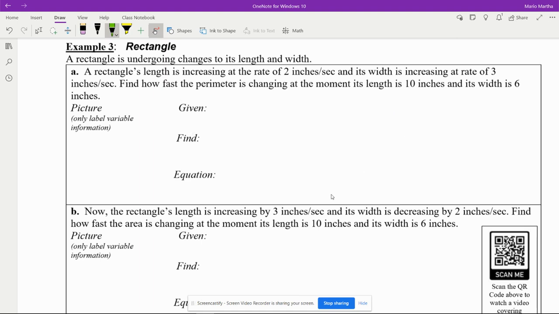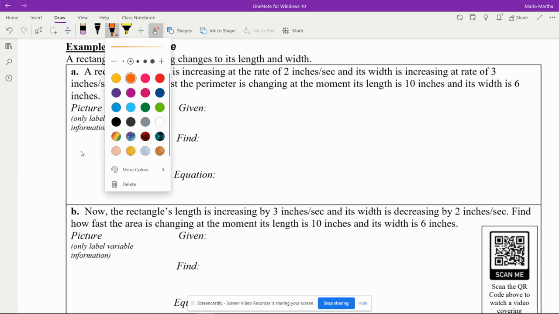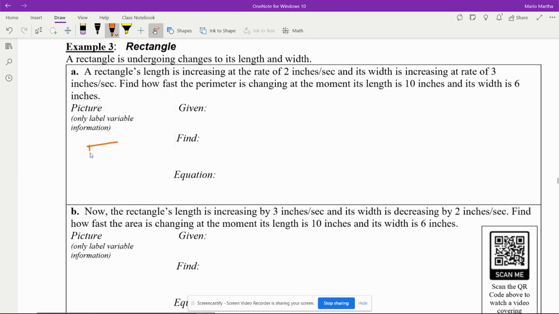So let's try to create a little picture just to give ourselves a little sense of what's going on. It is a rectangle, so that's a pretty easy shape to draw. Let's draw ourselves a rectangle, and then here we have a length and a width. We're given that the length changes, so dl/dt is equal to 2 inches every second, so 2 inches per second.